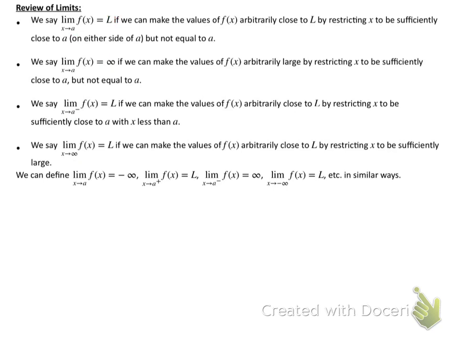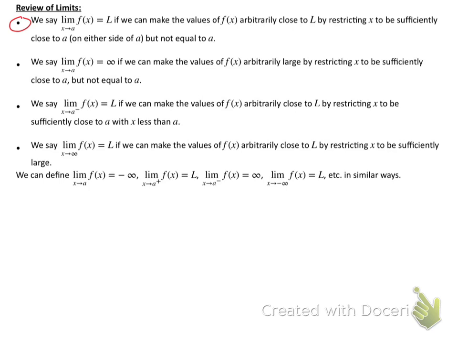Let's start with the most basic one. We say the limit of f of x as x approaches a equals L if we can take the values f of x arbitrarily close to L by restricting x to be sufficiently close to a, but not equal to a. What it says is when your x gets really, really close to a, the value of f of x gets really close to a number L.